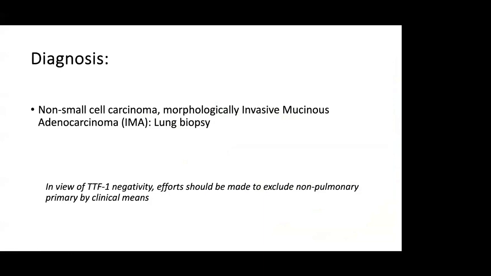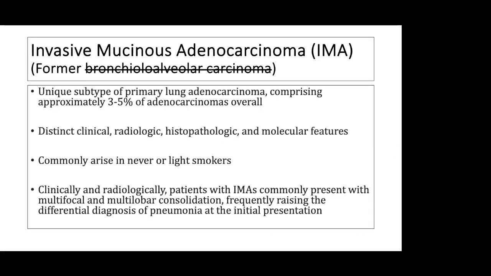In view of TTF1 negativity, you can make a note in your report that non-pulmonary origin or primary should be excluded. But if it is excluded by all clinical and imaging means, then you can say this is invasive mucinous adenocarcinoma of lung, based on the peculiar morphology of this tumor. Earlier, these tumors were also known as bronchioloalveolar carcinoma, and now we have enough reasons to say this is not, and this is IMA.